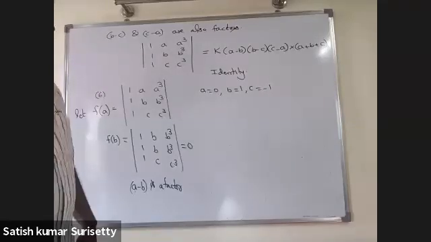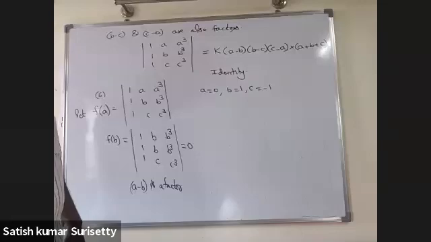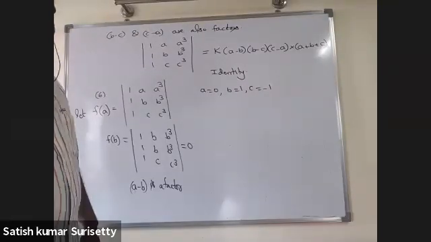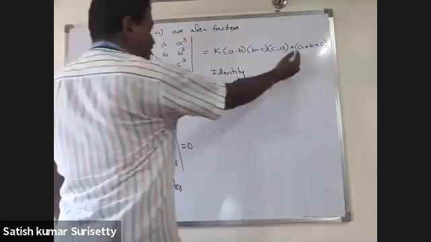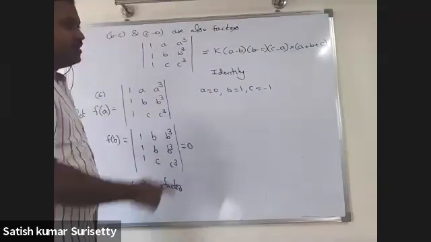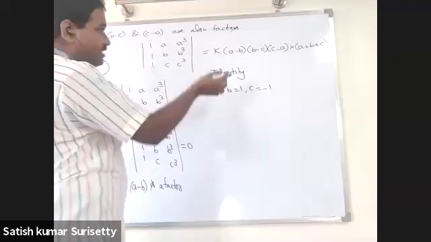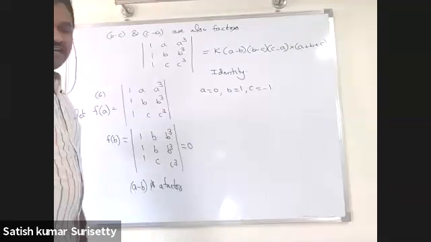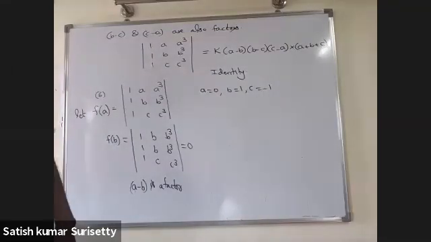Think once again. Can I take a equal to 0, b equal to 1, c equal to minus 1? No, sir. Why? Because the right side again will be 0. When you are choosing, you have to choose such that the right side should be non-zero, and the left side also should be non-zero. In that way only you have to choose.